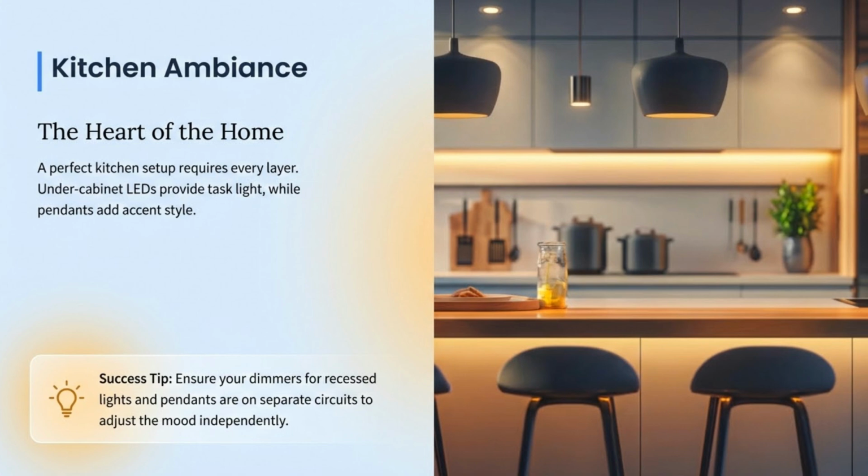The kitchen is the heart of the home and requires every layer of lighting. Under-cabinet LEDs provide task light, while pendants add accent style. Ensure dimmers are on separate circuits for independent mood adjustment.